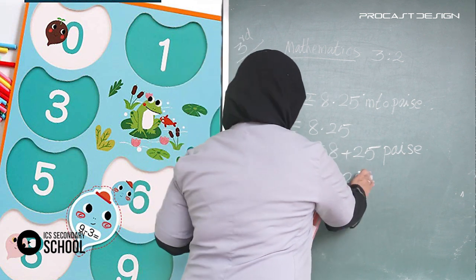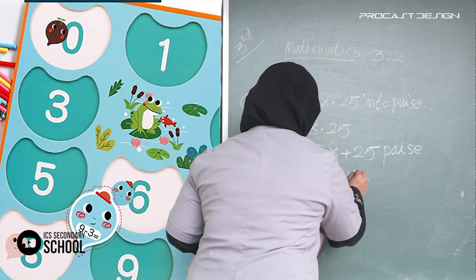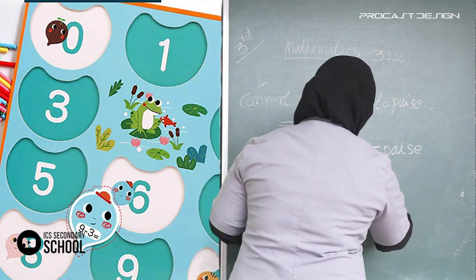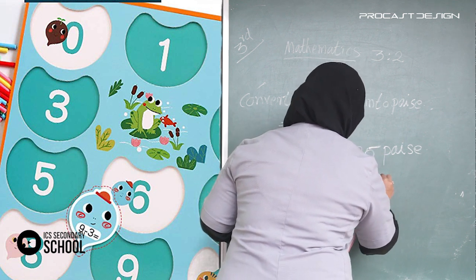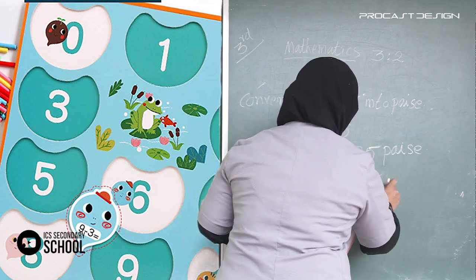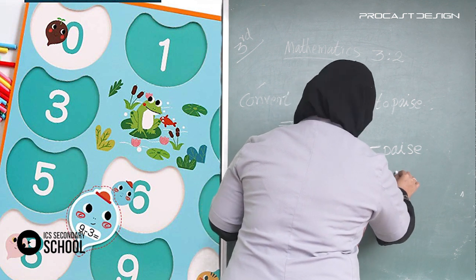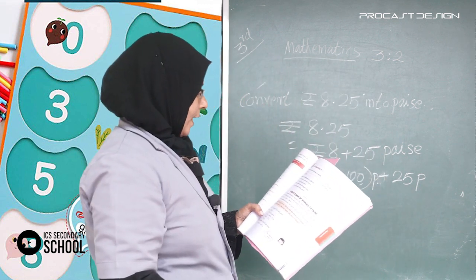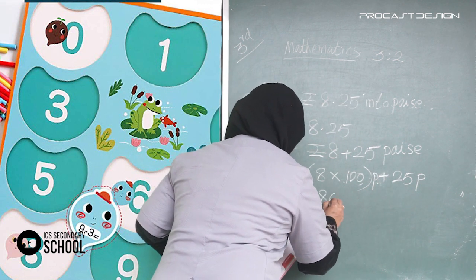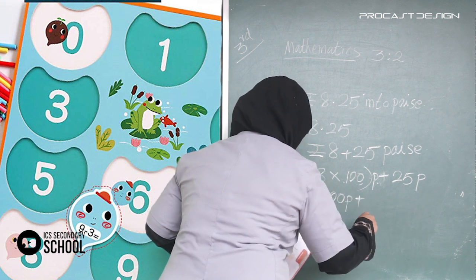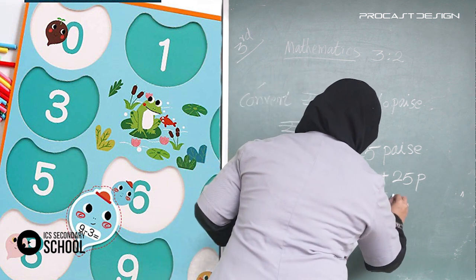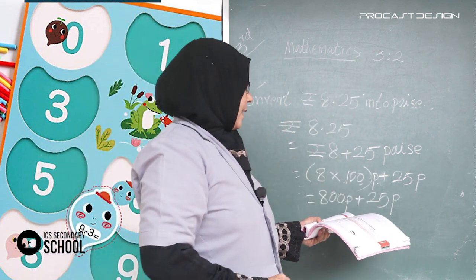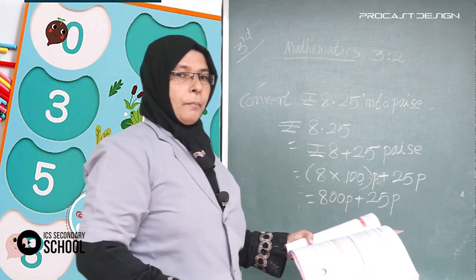8 into 100 paise plus 25 paise. That is equal to 800 paise plus 25 paise. All of you listen carefully, 800 paise plus 25 paise.